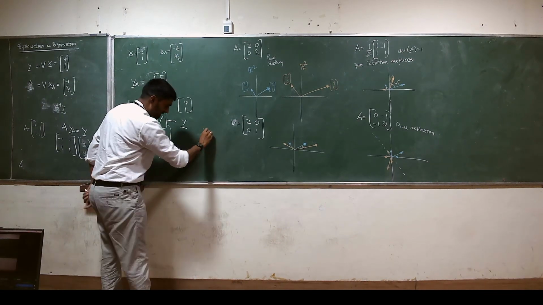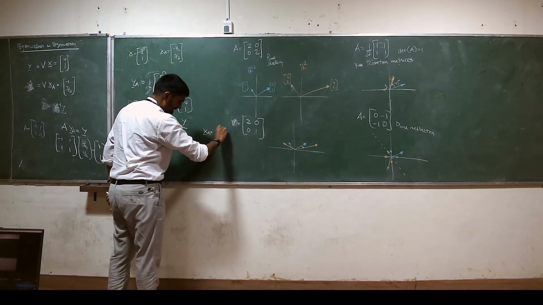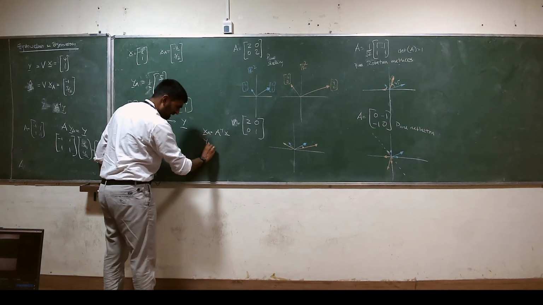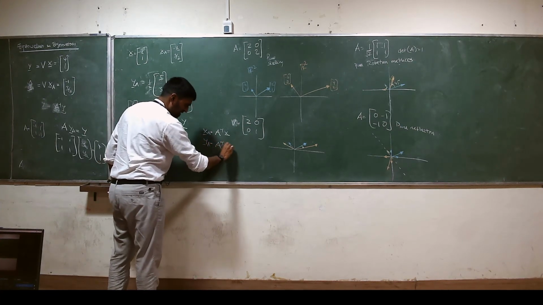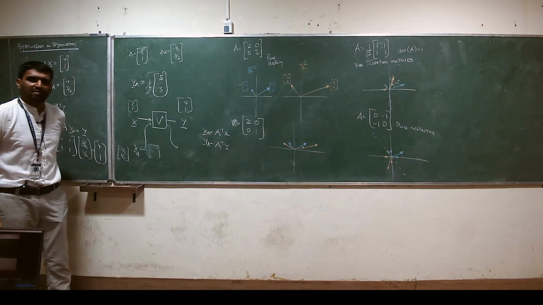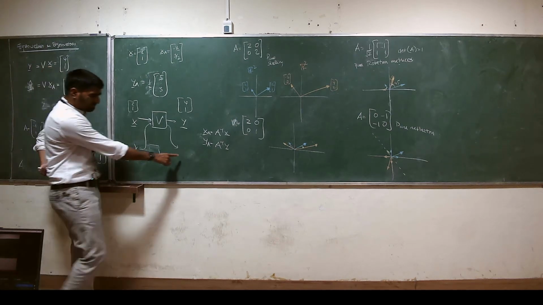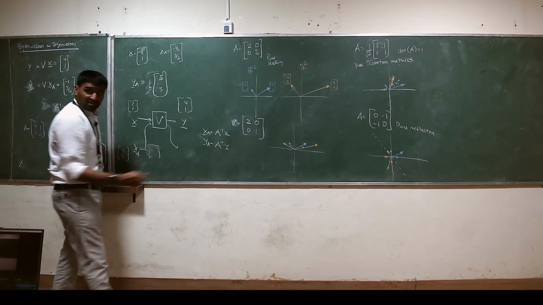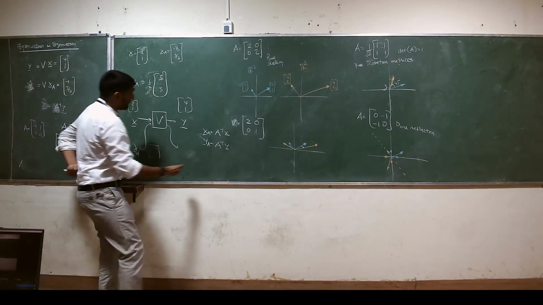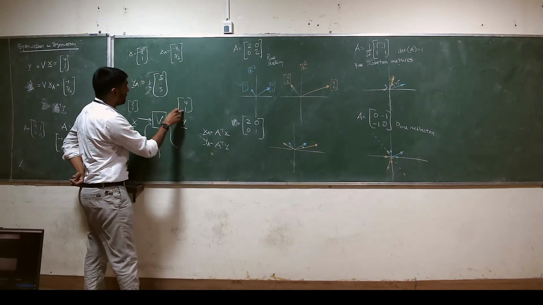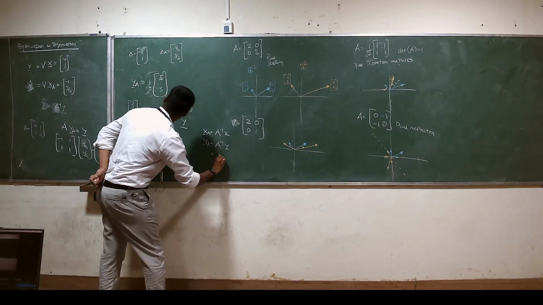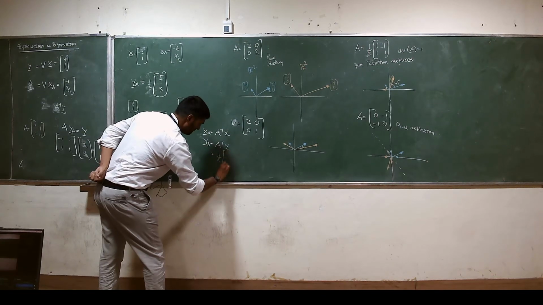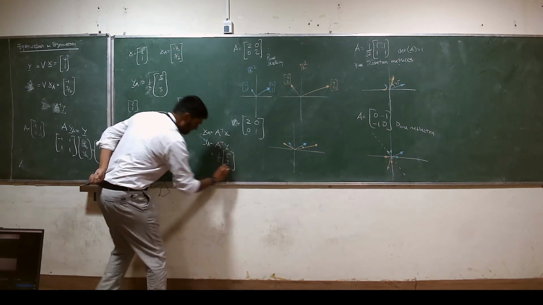So XA is A inverse X. So YA would be A inverse Y. Right? So I expect this to be A inverse Y. What is A inverse Y? You said it's this. A inverse Y is this. Y is 4, 1. A inverse Y is 1 by 2, 5, 3.